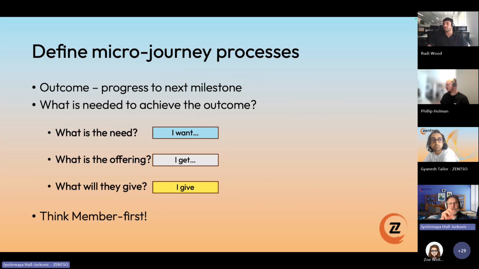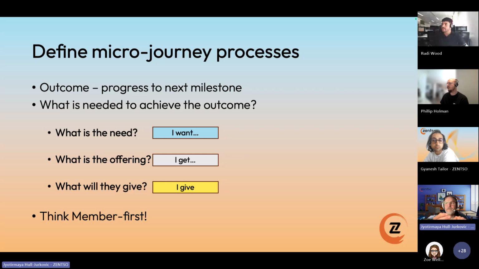And when we define each of these micro journeys or steps in the process, there's 3 things to consider. The first thing is obviously the outcome, and where do you want someone to progress to? But then once you've got that down, you need to consider, what is the need of the person or the stakeholder, the donor, the member? What do they want when they're coming to your website? Okay, so what are their needs? That's understanding the persona. Then the second thing is, what are you offering? What can they get to fulfill that need when they're coming to your website?